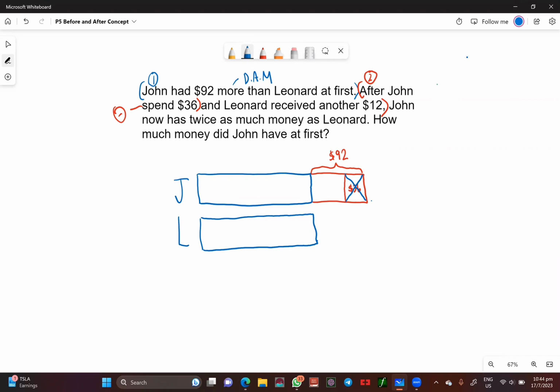Once you're done with this, you want to move on to sentence number three. It says that Leonard received another $12. Receiving another $12 means I have to add. So I'm going to show that $12 is somewhere here. I'm going to estimate. So this is $12, and I'm just going to put $12 over here.